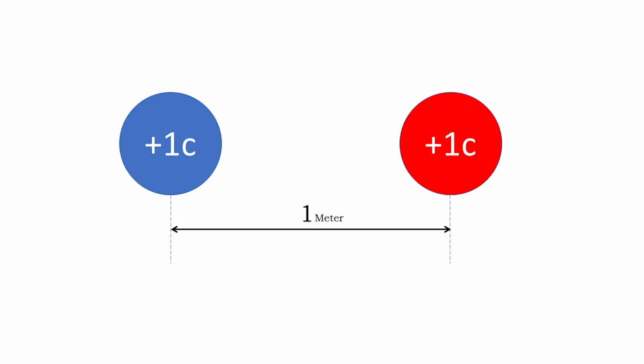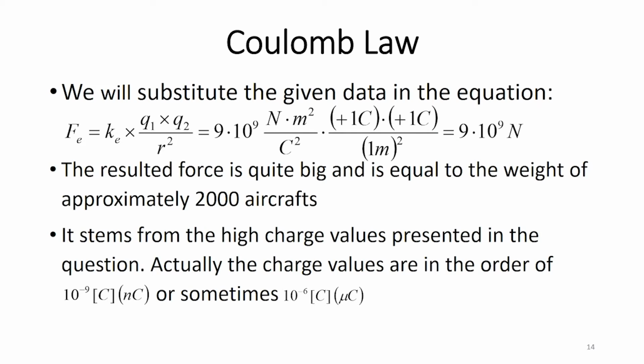Example. 2 point charges with a charge of 1 Coulomb each are located 1 meter apart from each other. What is the size of the repulsion force between them? Answer. According to the given data in the question, Q1 equals Q2 equals 1 Coulomb and R equals 1 meter. We will substitute the given data in the equation Fe equals Ke times Q1 Q2 divided by R squared, and it gives us 9 times 10 to the power of 9 Newton.